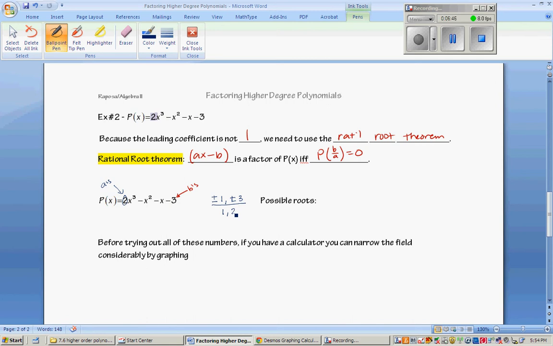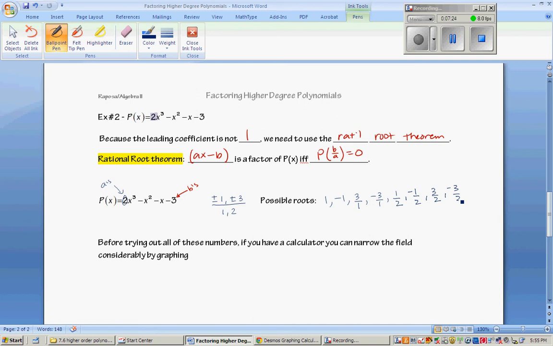To get the possible roots, we're going to put the numbers that are on top over the numbers on the bottom. So I'm going to start with positive 1. The possible roots would be 1 over 1, and negative 1 over 1. We would also have 3 over 1, and I'll write it this way so you know what I'm actually doing. We would also have negative 3 over 1. Then I'm going to do 1 over 2, so positive 1 over 2 and negative 1 over 2. And we're going to have positive 3 over 2 and negative 3 over 2.